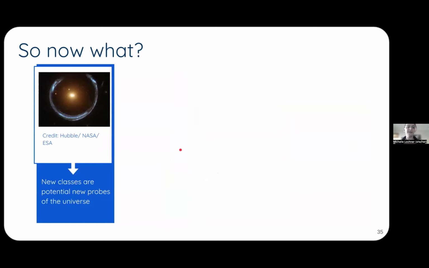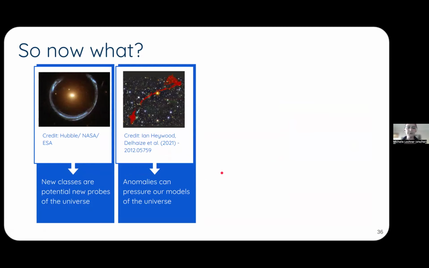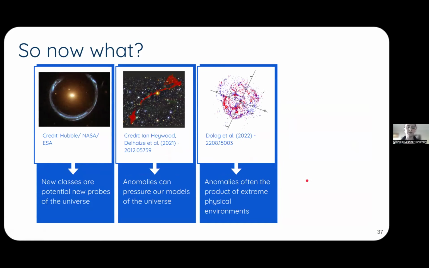This is like the philosophical conclusions, but I don't have much time to talk about it, so I will summarize in 30 seconds. You found some anomalies. What do you do with them? Why do we care? Anomalies can be probes of the universe, like strong lenses and fast radio bursts. They can pressure our models. You might find something that you can't explain, or more weird things than you were expecting. They're often probes of extreme physical environments, which is what we think Sauron is.